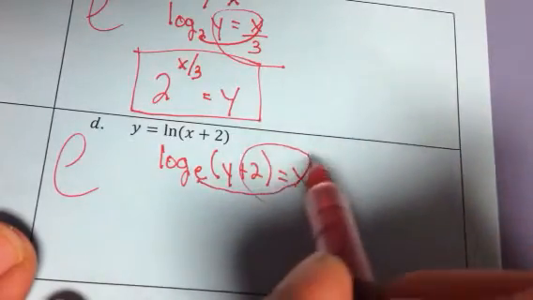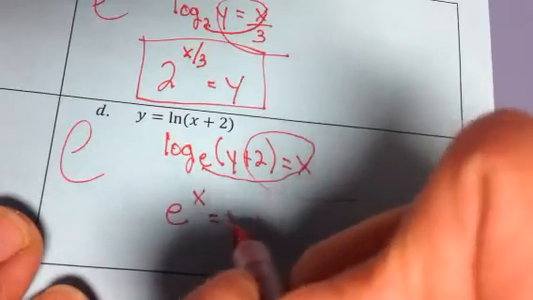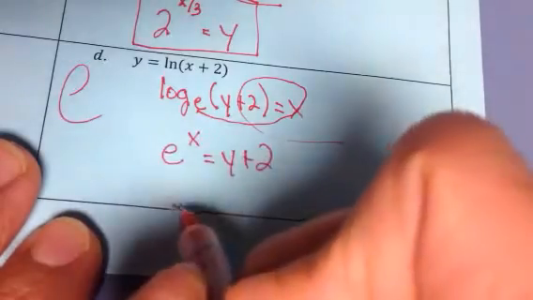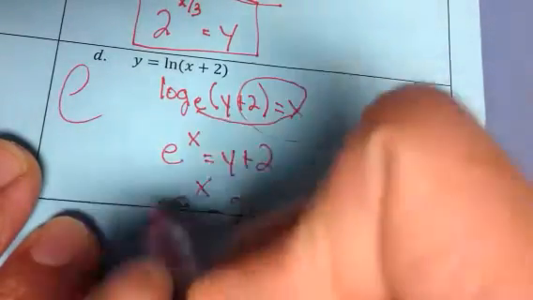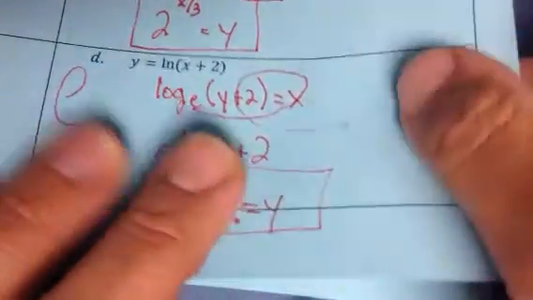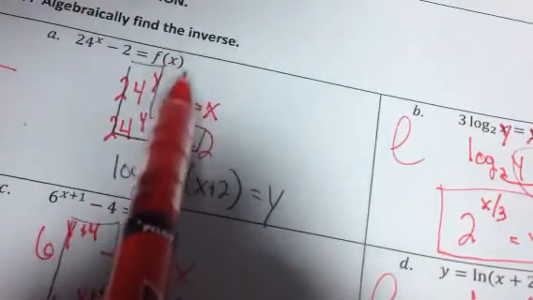So e to the x power equals y plus 2. And now it's not an equation until y equals everything, so I'm just going to subtract the 2 over. And now you have your inverse. So big first step, which I almost forgot: switch x and y around and get it so that the single thing is over here. F of x when you start the problem, or y is on the right side.